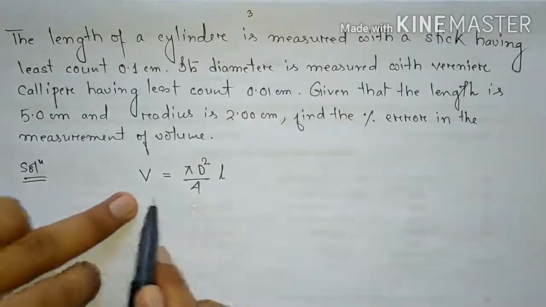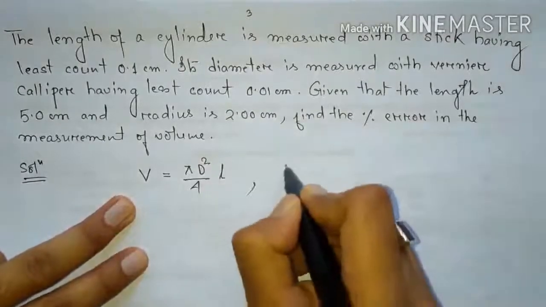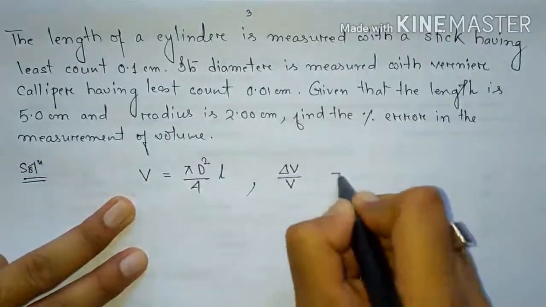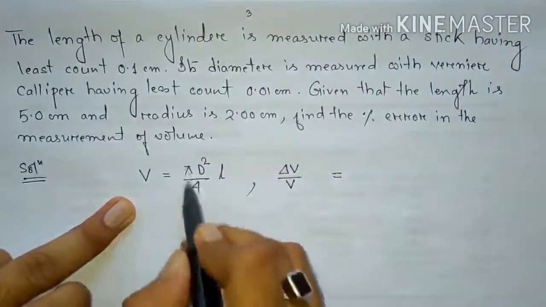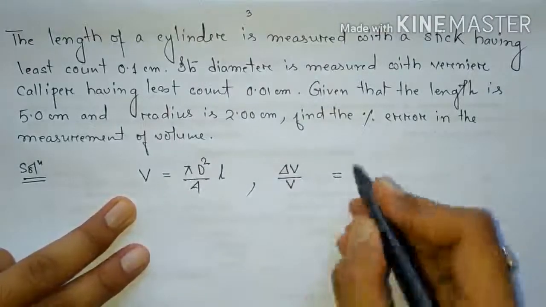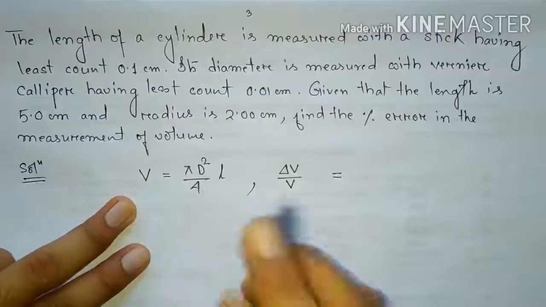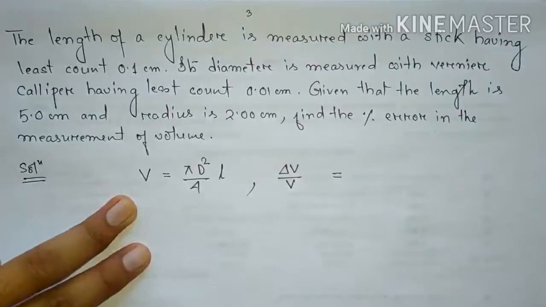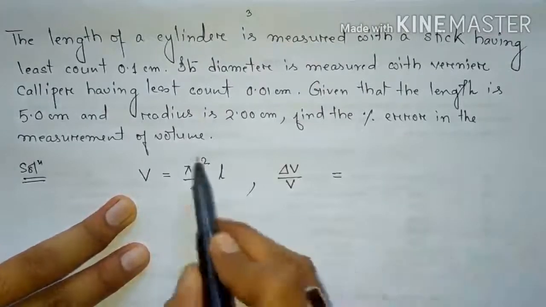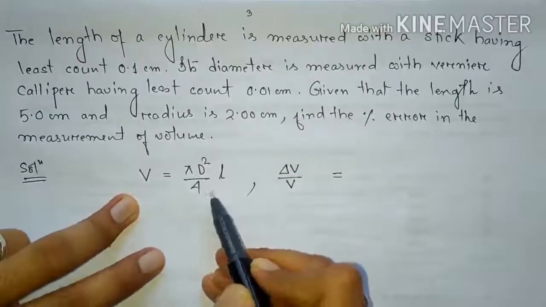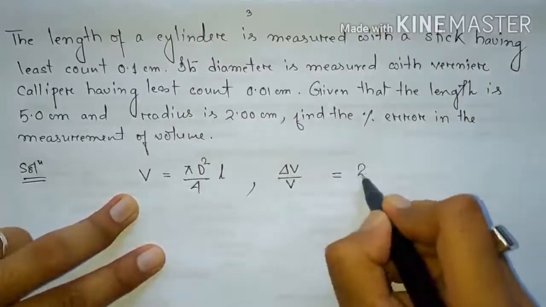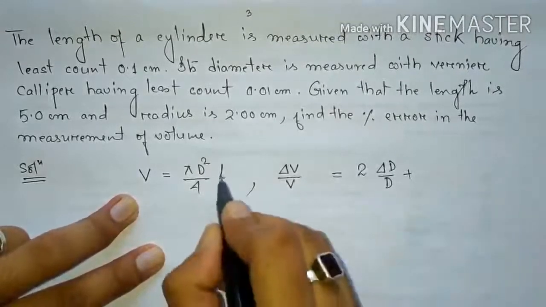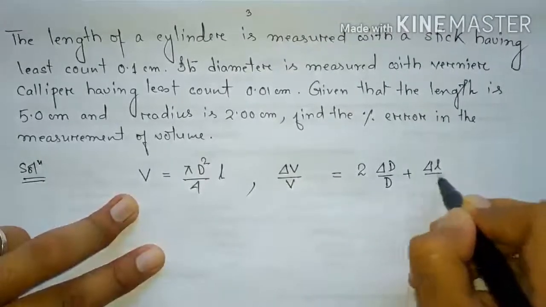Now if this is the expression of volume, then what will be the expression of fractional error? This will be delta V by V. This will be equal to, pi by 4 will appear to be just like a constant, so it will not appear. D and L are the quantities which we need to measure in order to find the volume of the cylinder. Therefore, we will have errors in the measurement of diameter, that is capital D, and also in the measurement of length. So delta V by V will be equal to 2 into delta D by D plus, what is the power of L? It is 1. So it is simply delta L by L.